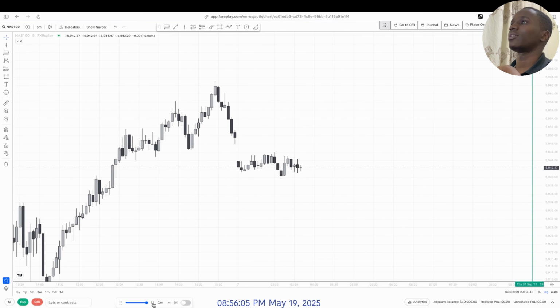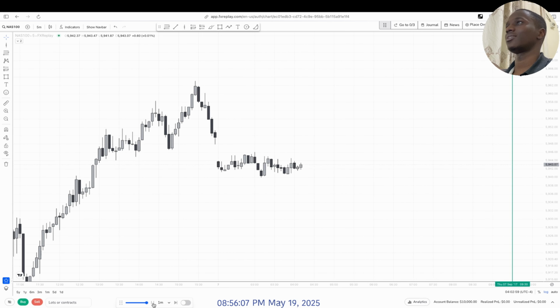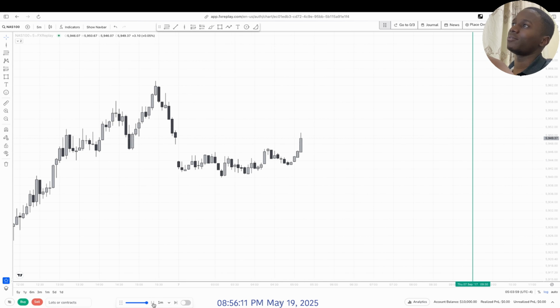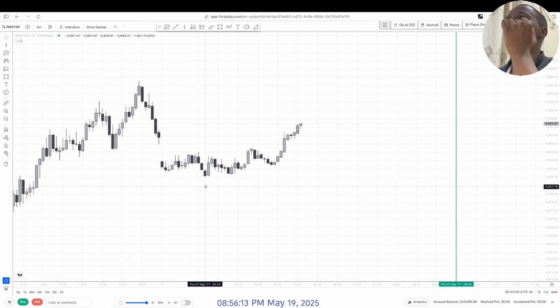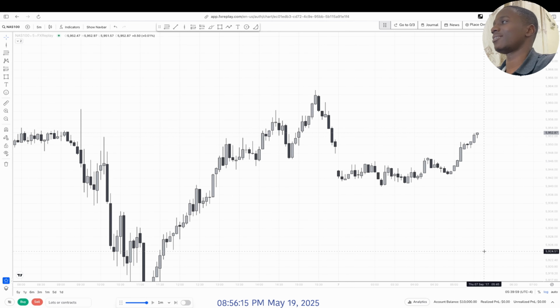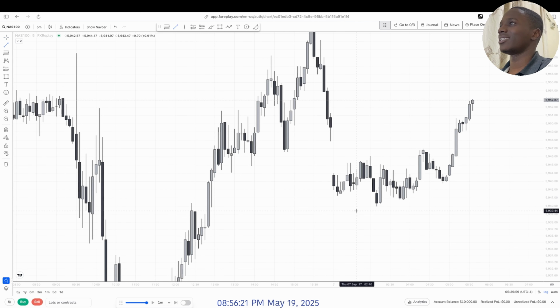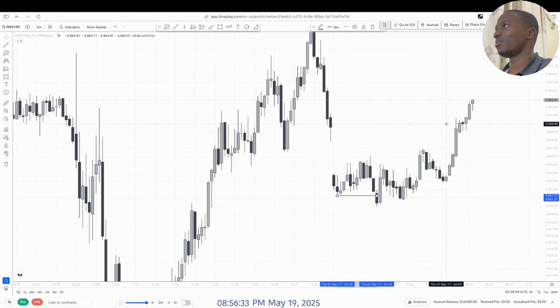So we create a low, take it out, shift in structure, create a fair value gap, respect it. You can see it right here. It looks like those people who do match analysis. I don't really know what they call them, but it's like reading how the players are playing the market. So you can see a sweep, a shift, a gap, and boom.